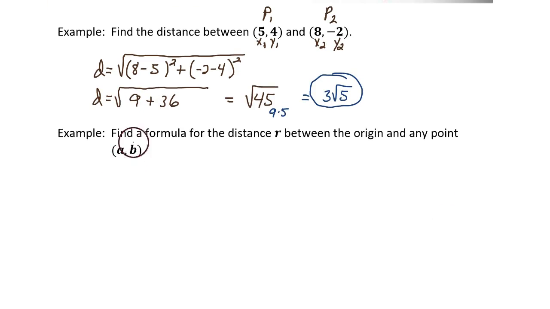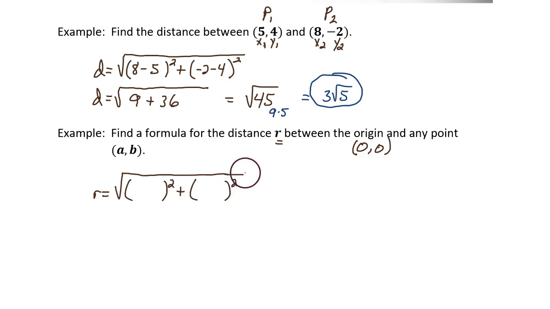Next example, find a formula for the distance r between the origin and point A, comma B. Remember that the origin means 0, 0. So to find distance, we use the distance formula. We're told to call the distance r instead of calling it d like we did last time. There's a square root. Then there's a set of parentheses squared plus a set of parentheses squared. Now in the first set of parentheses, we're subtracting our x coordinates.